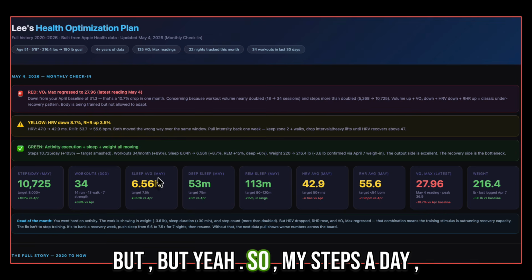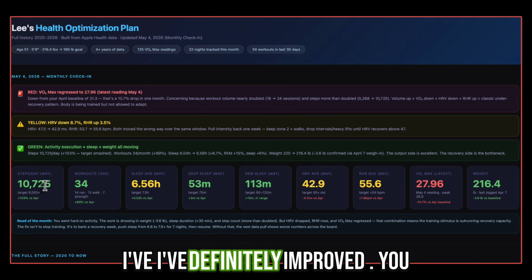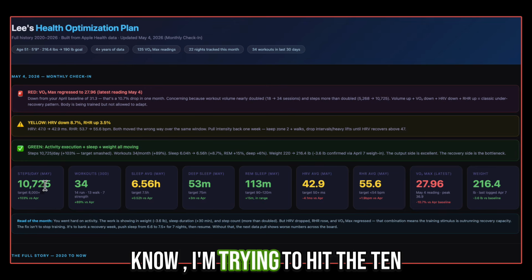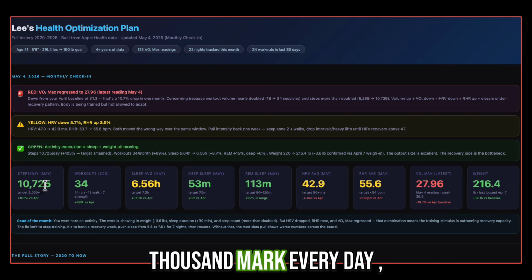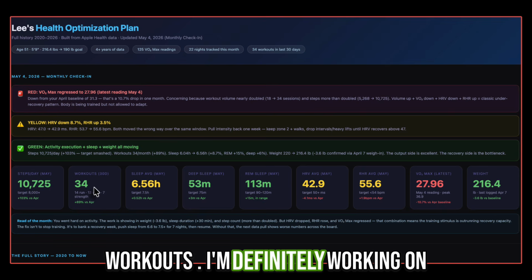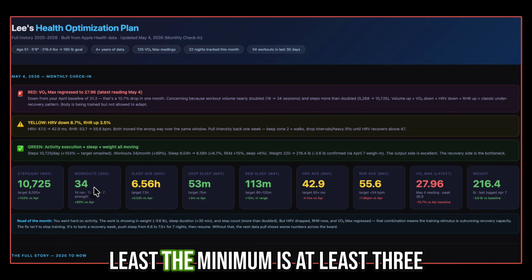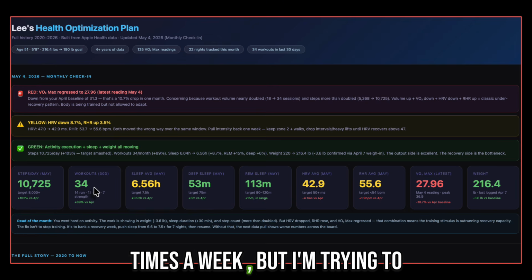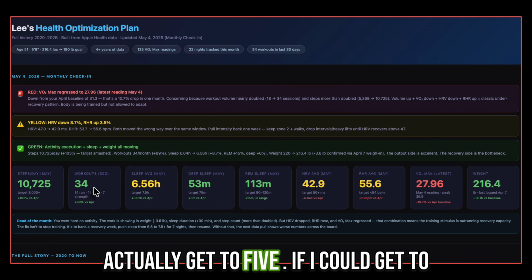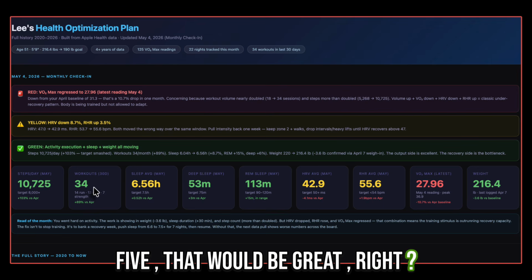But my steps a day, I've definitely improved. I'm trying to hit the 10,000 mark every day. Workouts, I'm working on that. I'm trying to run at least 3 times a week as a minimum, but I'm trying to get to 5. If I could get to 5, that would be great, right?